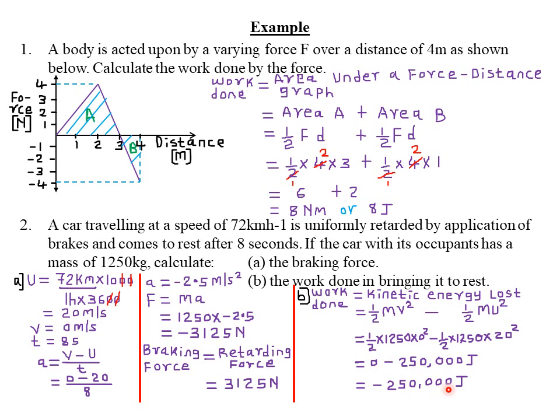You will get 0 minus 250,000 joules, which gives you a work done of negative 250,000 joules. The negative is simply to show that kinetic energy is lost. Otherwise, if you get a positive value, that simply tells you that kinetic energy is gained. So in this case, the final answer for the work done is simply 250,000 joules.